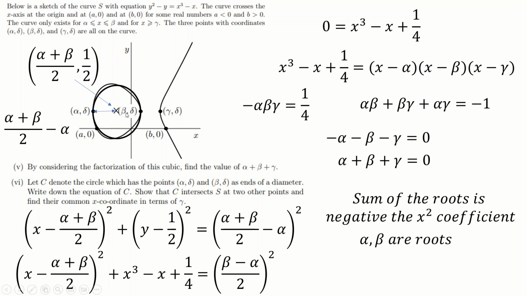But alpha and beta I know are roots. If I just call the other root epsilon, I'll get the sum of the roots is minus 1 here. But I already know that alpha plus beta, based on this solution here, is minus gamma. So I'll just replace those with a minus gamma, and I'll get epsilon equals gamma minus 1. That's in terms of gamma there. A very difficult question to finish that off.